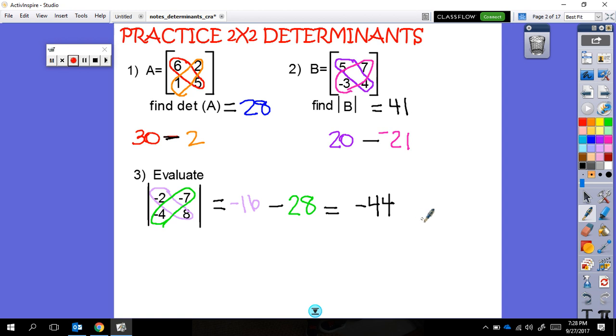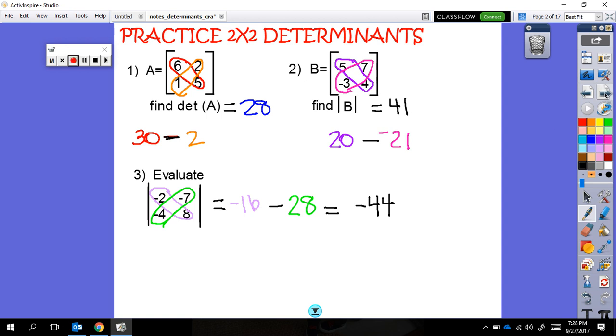So that's just how you find the determinant of a 2 by 2. It's really simple: top left diagonal minus the other diagonal. You can only find the determinant of square matrices. I should probably say that: 2 by 2, 3 by 3, 4 by 4, etc.